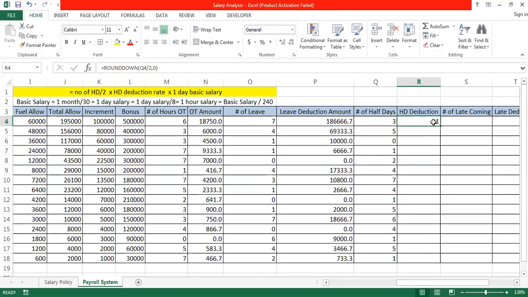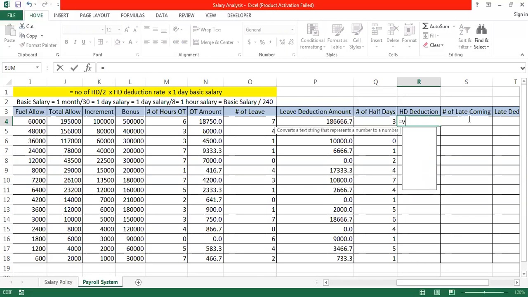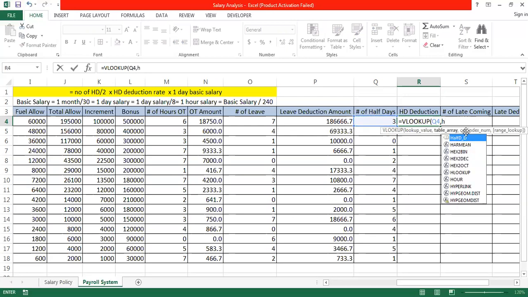So now I'm going to put that formula over here. First thing is we are going to fetch the half day rate by using the VLOOKUP formula. Lookup number of half days, where we are going to look up in the half day deduction group name, comma, then column index number 2, exact match 0. So here I have my half day deduction rate.